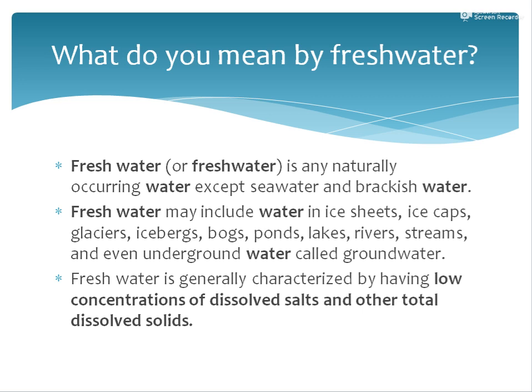So what do you mean by a freshwater ecosystem? A freshwater ecosystem has low concentrations of dissolved salts and other total dissolved solids, and it could be in different forms, either as ice sheets, ice caps, glaciers, icebergs, bogs, ponds, lakes, rivers, streams, and even underground water, if it has a low concentration of dissolved salt, that would also be considered fresh water. So any naturally occurring water except sea water and brackish water comes under the category of fresh water.